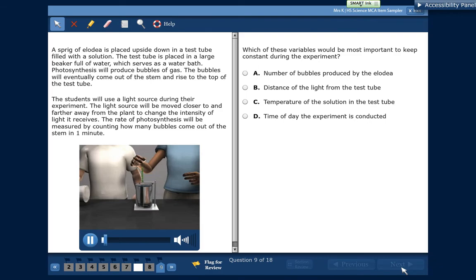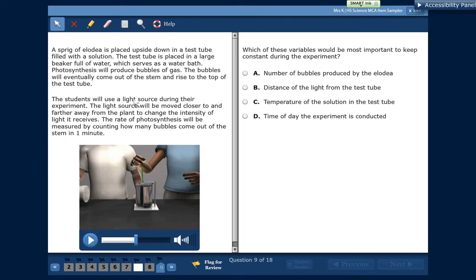A sprig of elodea is placed upside down in a test tube filled with a solution. The test tube is placed in a large beaker full of water, which serves as a water bath. Photosynthesis will produce bubbles of gas. The bubbles will eventually come out of the stem and rise to the top of the test tube. Okay, so you can listen to it or you can just read.